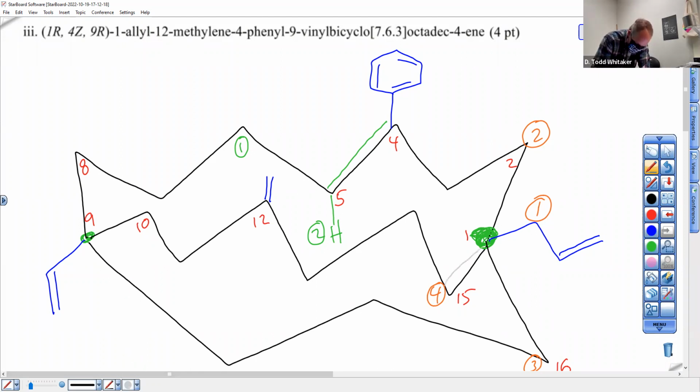Gray wedge. Gray show up? Yeah, it shows up nice. Dash adjacent. Make sure it goes all the way. There you go. Moving over to stereo center on 9.